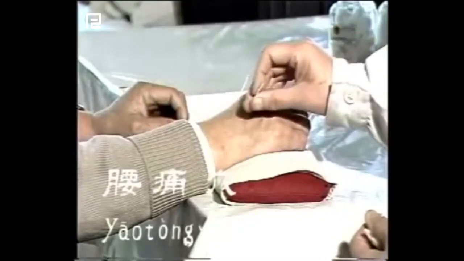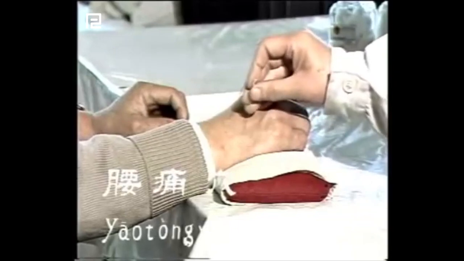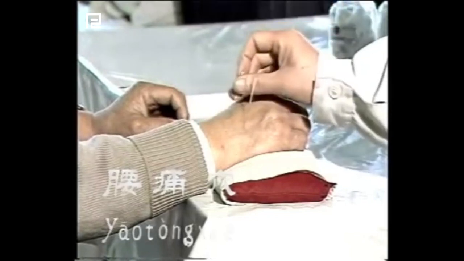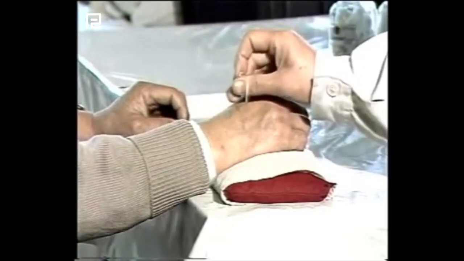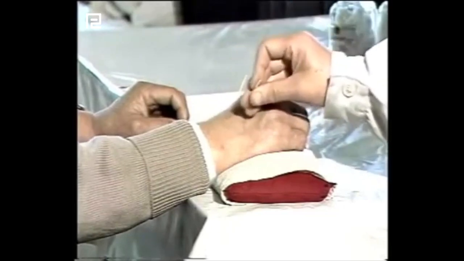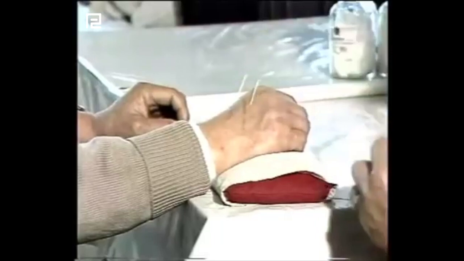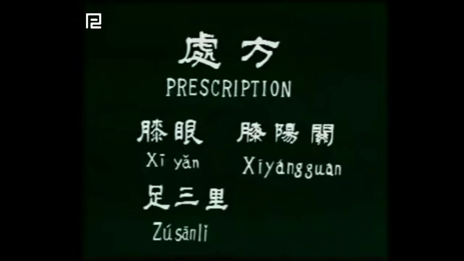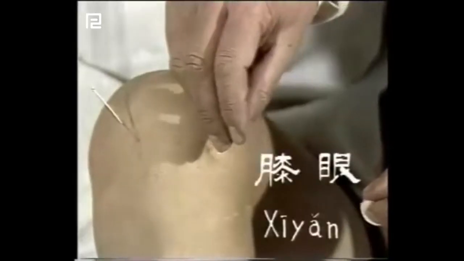Yao Tongdian, extra point, is quite an effective point for acute lumbar sprain. Puncture 1 cun towards the palm center with periodic manipulation. Tell the patient to move his waist. A good curative result can often be achieved. For knee sprain, Xiyan, extra point, and Xiyangguan, gallbladder 33, are the local points. Zusanli, stomach 36, is the corresponding meridian point.